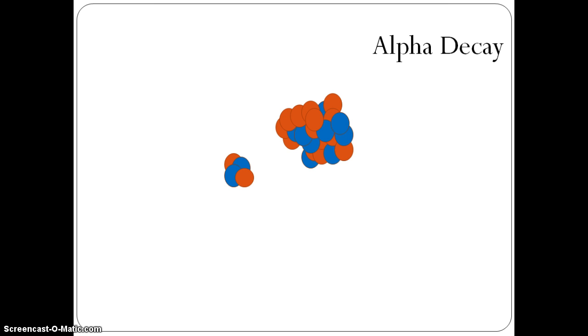Now, this is the law of conservation, because these neutrons and protons are released from this atom. They are not created or destroyed. It is now just helium. And this helium just goes away. And the nucleus is more stable than it was before.